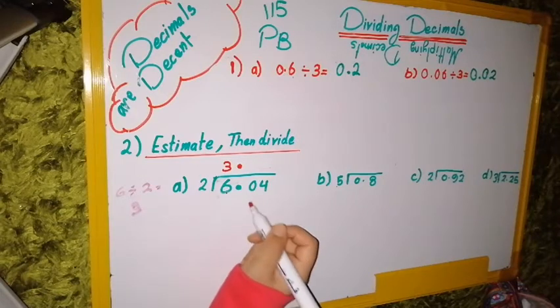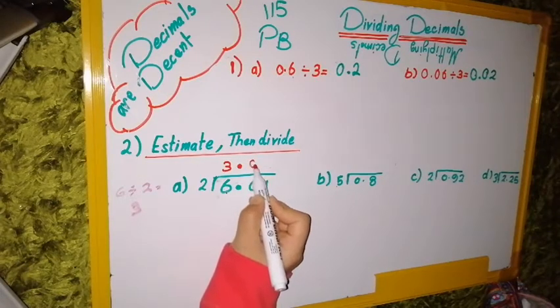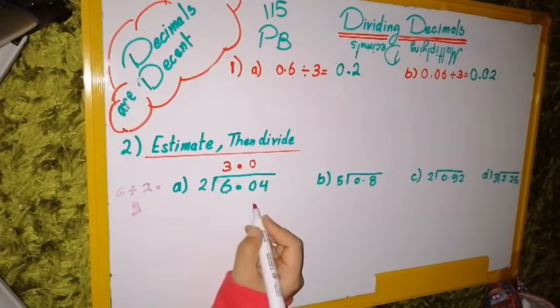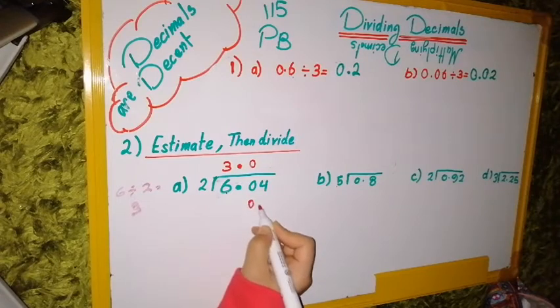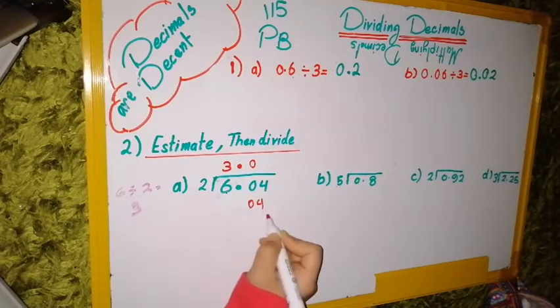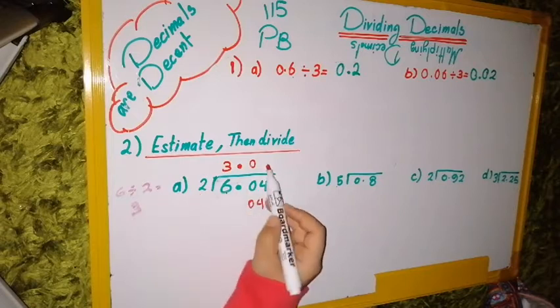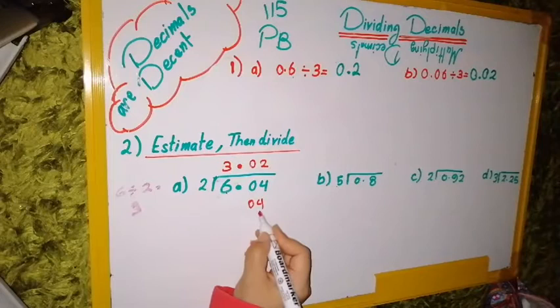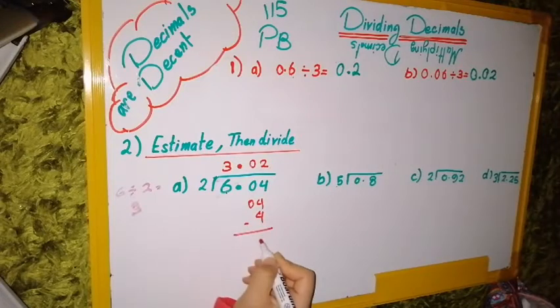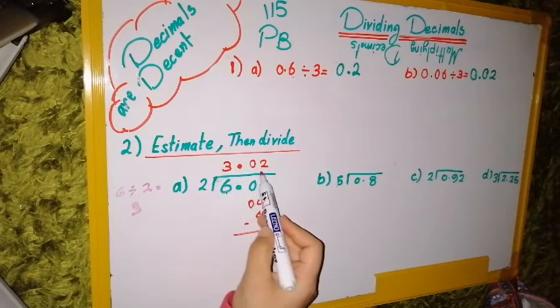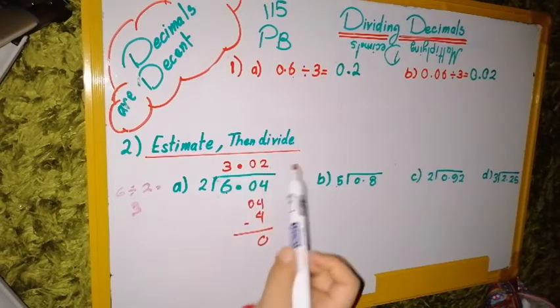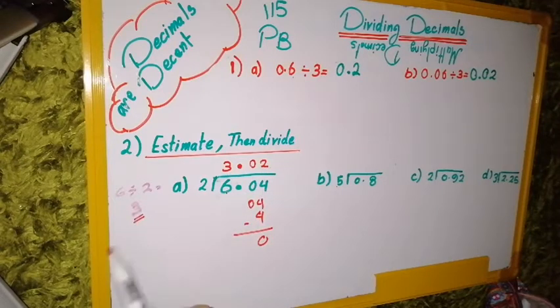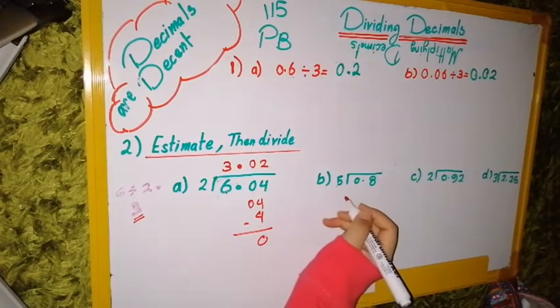Now let's see next. Here I have 0, so I'm going to put 0. 0, 2's are 0, and here I have 4. 4 divided by 2 is 2, so 2 times 2 is 4, 0. Okay, so this is my final answer, 3.02. Is this close to this estimation? Yeah, it's close, so it's reasonable. Now let's see the next, B.